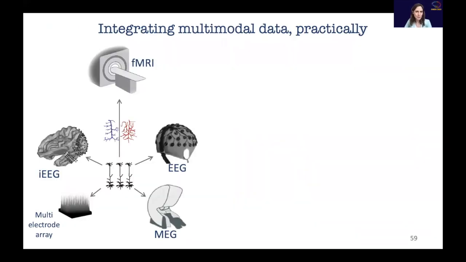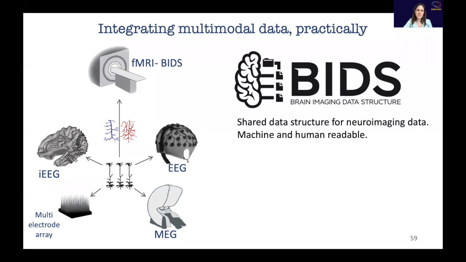So how do we integrate multimodal data practically? I was involved in a project with Natalia Petridou and John Winawer, where we were integrating fMRI, intracranial EEG, MEG, and unit recordings. We were looking at how we could integrate that, and we found that at that point in time there was the Brain Imaging Data Structure developed for fMRI. It's a shared data structure for neuroimaging data, and all metadata are both machine and human readable, which is extremely important if you work with clinical intracranial EEG data. You need to have human readable data.